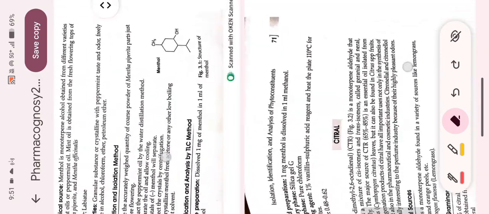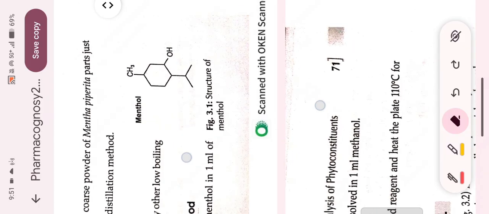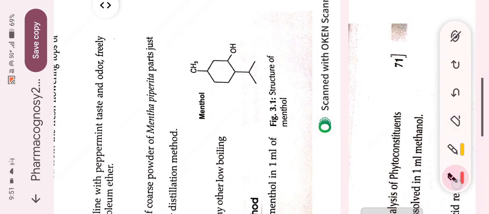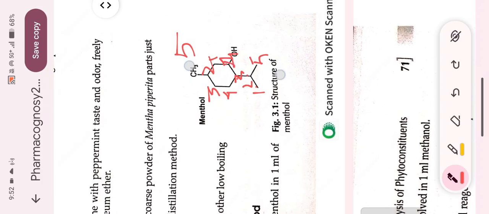We have menthol also. First, we'll go for menthol. As I said, it is a monoterpene. Monoterpene will be having 2 isoprene units. So this is 2, this is 5, and the first one is obviously next to it. And 3, and this is 4. We are left with 1, 2, 3, 4.